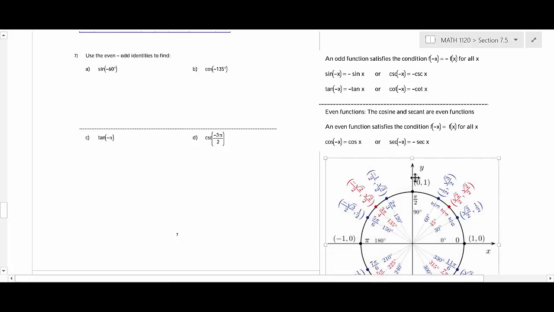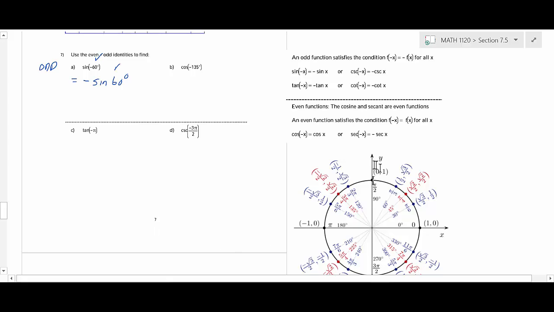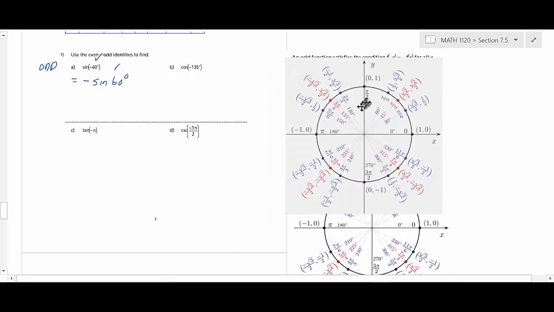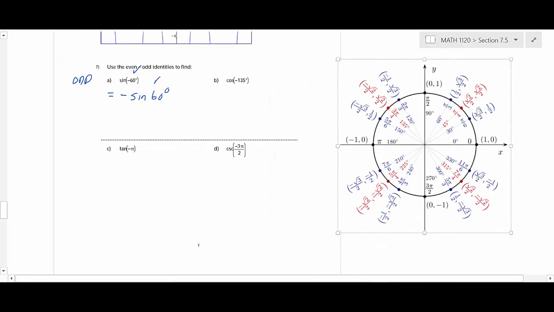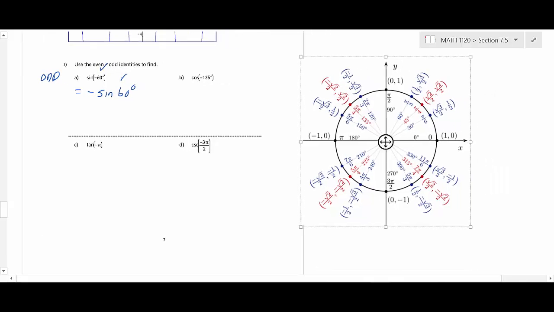So first of all, here's what you do. If you want to find the answer to sine of negative 60, you've got to realize it's an odd function. So that means it's equal to the opposite of the sine of 60. It just means if the angles are opposite, the answers are opposite. Now let's look at our unit circle because we're going to get the answer in a hurry. Tell me what the sine of 60 degrees is. There's 60, what's the sine?